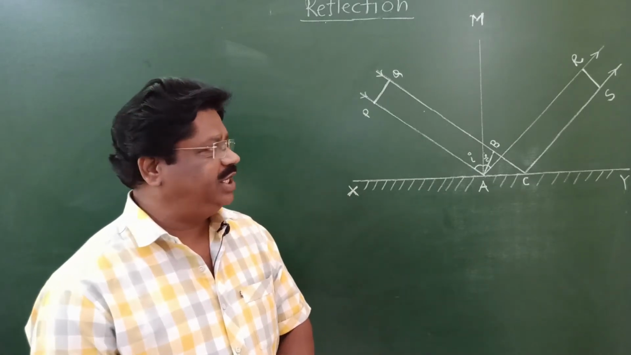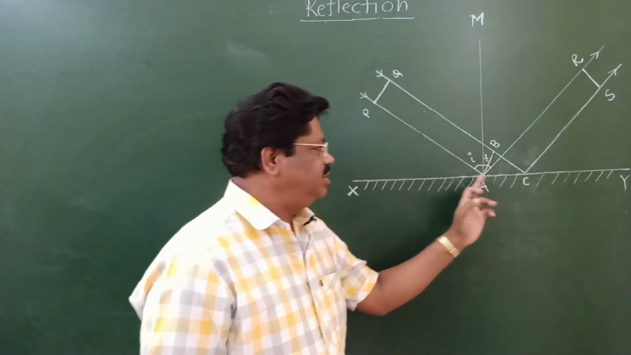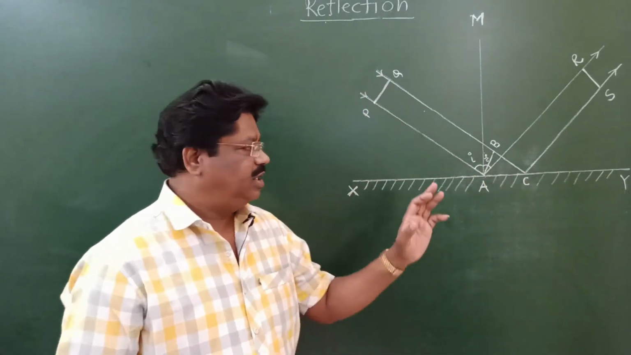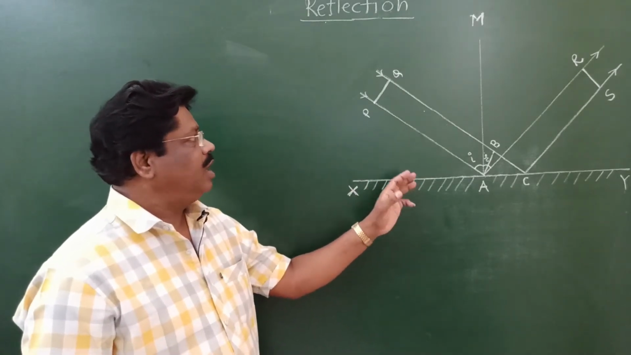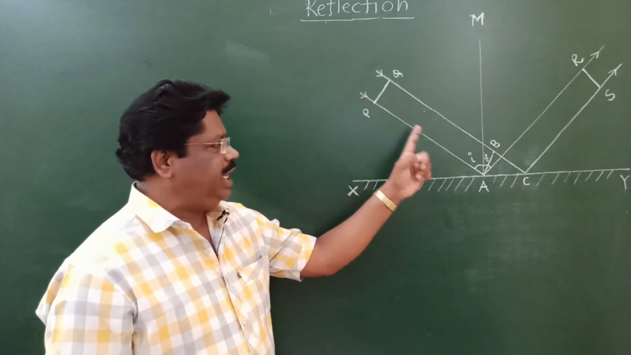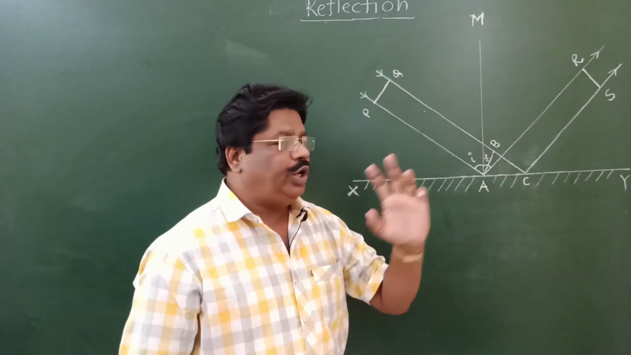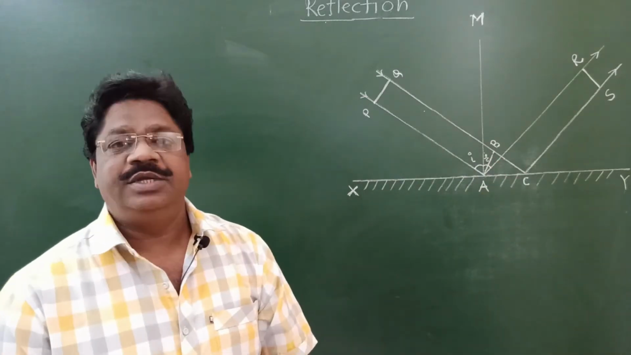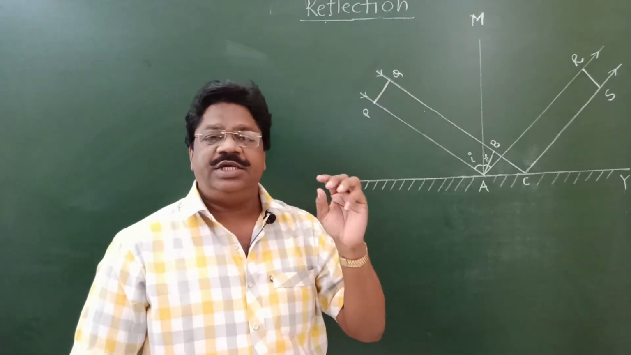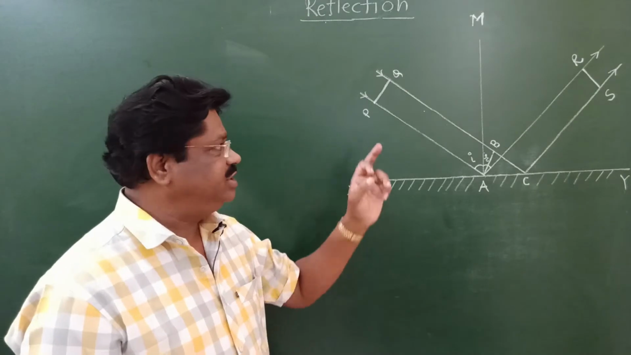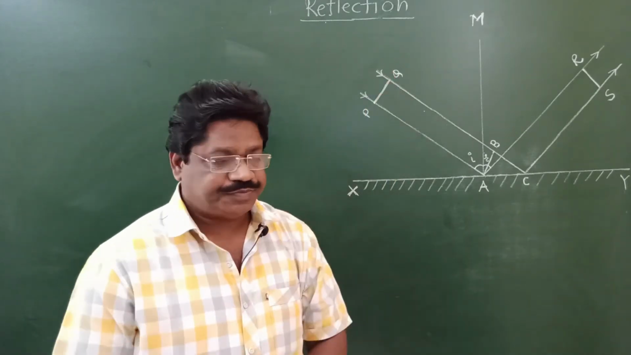For this purpose, consider XY as the reflecting surface. Here it is considered as a mirror, that is, a plane mirror. This is the incident ray PA and another incident ray QC. These two rays are incident on this plane surface, the mirror. This PQ is called the incident wavefront, as point P and point Q are in the same phase.